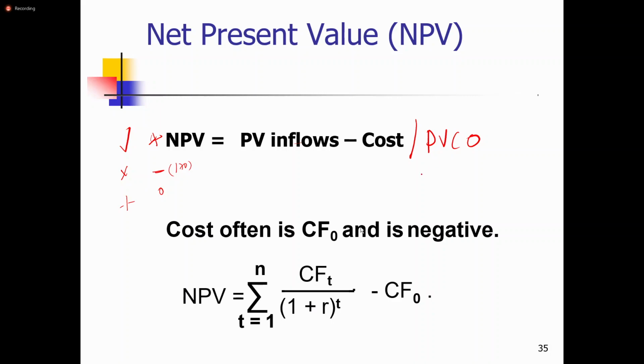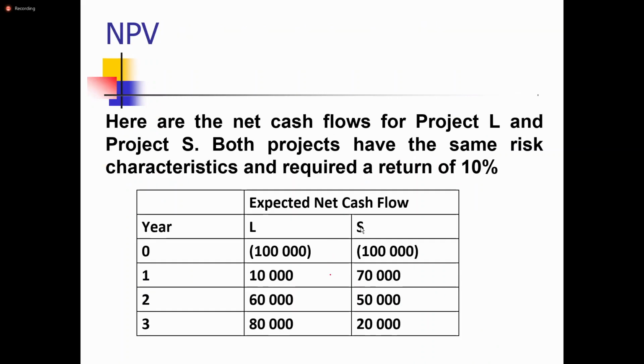In NPV calculation, remember that there is an implied assumption. These cash flows are reinvested at the cost of capital. When we calculate the NPV, there is an implied assumption. What is that? Cash flows are reinvested at the cost of capital throughout the life of the project.